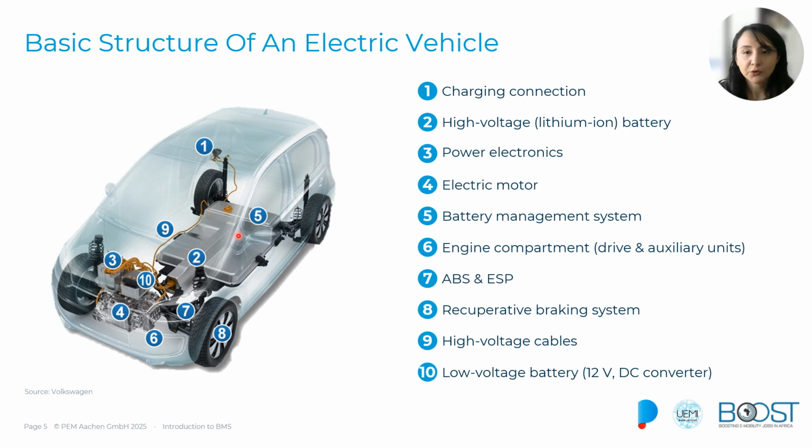The EV also has some auxiliary systems, like the low voltage battery, number 10 over here, that is mainly used to supply auxiliary loads like, for instance, lighting or the windows or safety systems. We also have one very interesting feature, that is the recuperative braking system. This system recuperates energy lost during braking and feeds it back into the battery. So it basically charges the battery when we are braking or when we are on a hill.